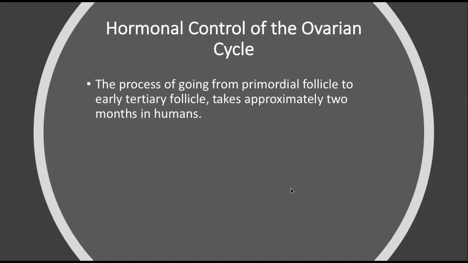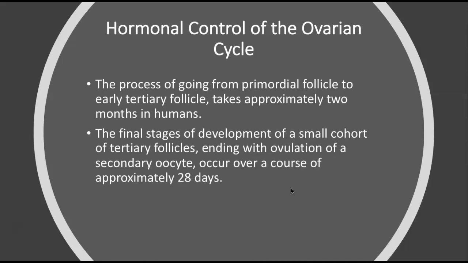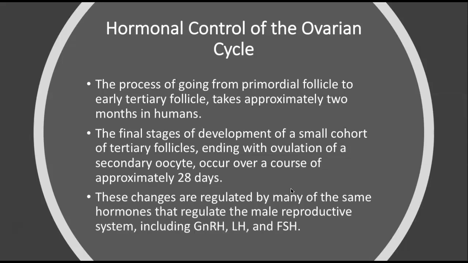Okay, so how do we control this ovarian cycle through hormones? The process of going from primordial follicle to early tertiary follicle takes approximately 2 months in humans, and then the final stages of development of a small cohort of those tertiary follicles ends with ovulation of a secondary oocyte, and that occurs over a course of approximately 28 days. Those changes are regulated by many of the same hormones that regulate the male reproductive system, including GnRH, luteinizing hormone, and follicle stimulating hormone.